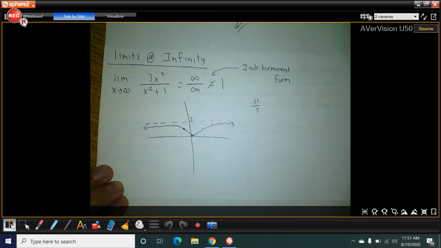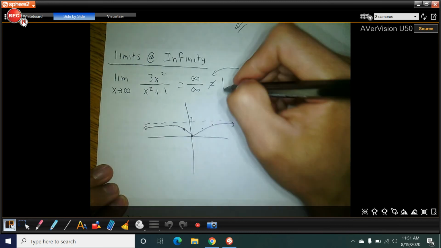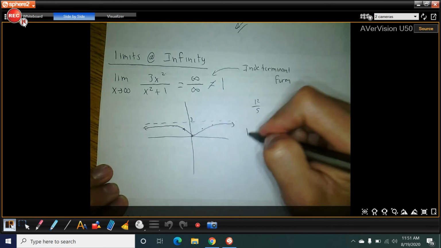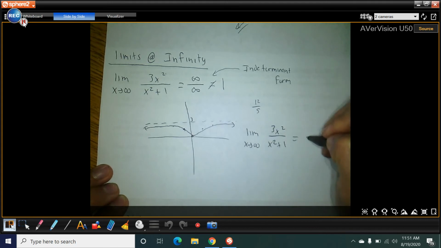So in technicality, if you remember from Algebra 2, you approach an asymptote infinitely. Really what it means is that you're getting closer and closer to that asymptote, which means that the limit for this problem would have to be equal to the asymptote. In other words, the limit as x approaches infinity of 3x squared over x squared plus 1 would simply be your horizontal asymptote of 3.